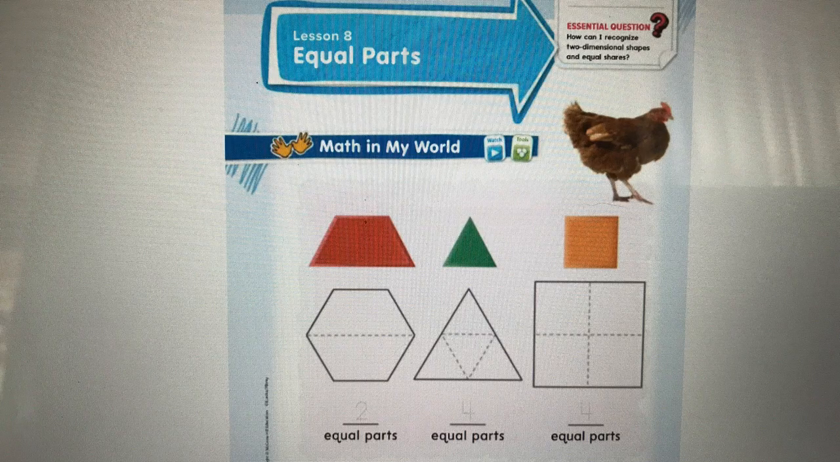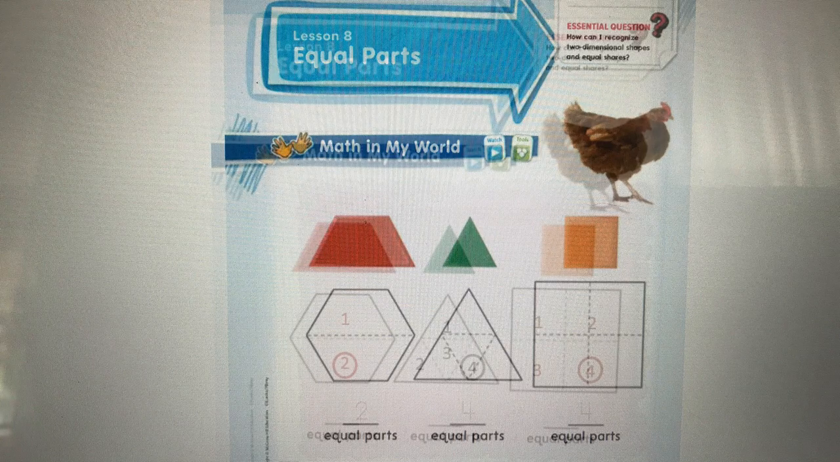If I put 2 trapezoids together and 4 or 5 triangles together and 4 squares together, I would make a bigger shape. Now I can draw lines of symmetry, or lines across or diagonal, to make equal parts. Watch how I do that next.